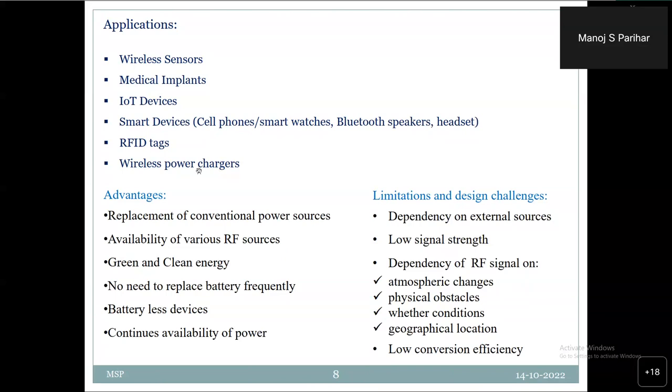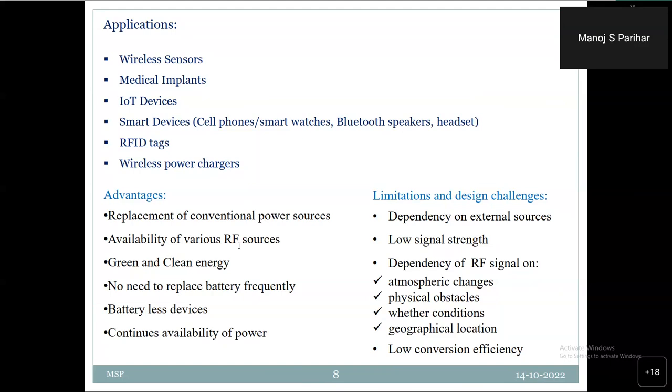Okay, so while using these RF energy harvesting circuits, we have many advantages. We can replace conventional power sources, so we can get rid of the dependency of your gadget on the battery. Then we have a variety of available RF sources like base stations, Wi-Fi terminals, and mobile phones, and this basically provides green and clean energy.